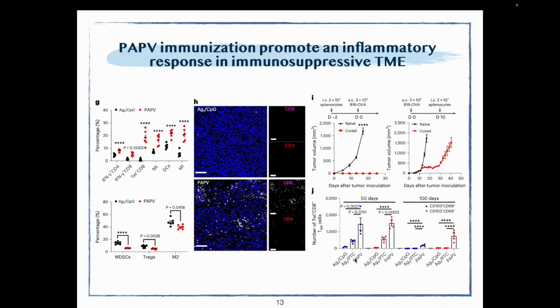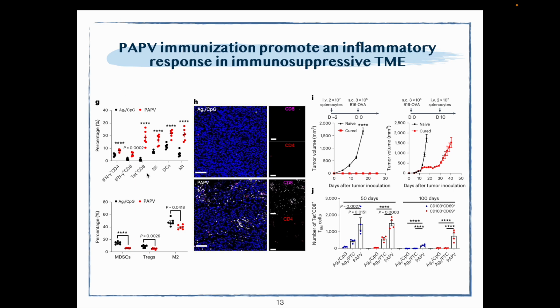Next, they want to evaluate whether PAPV immunization could promote an inflammatory response in immunosuppressive tumor microenvironments. So the mice were intravenously inoculated with B16F10 OVA cells first, followed by 2 intranasal immunizations with PAPV, or the antigen and the adjuvants alone, after 14 days.